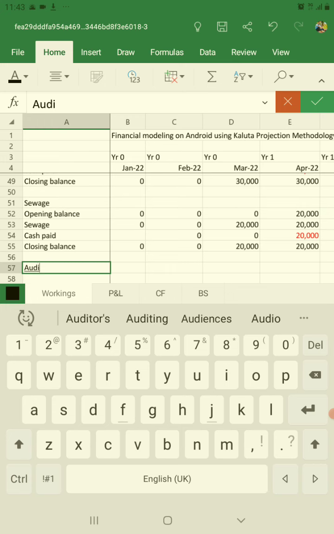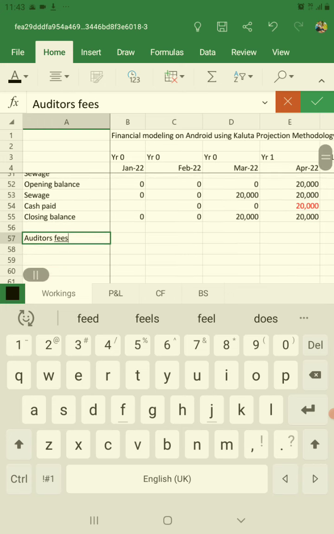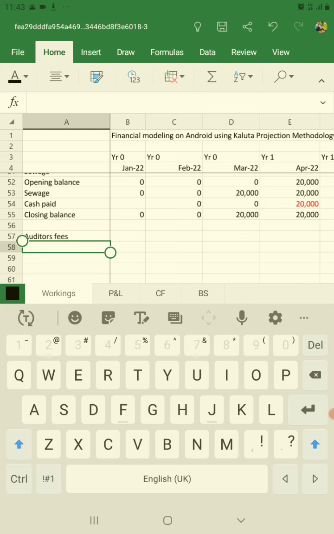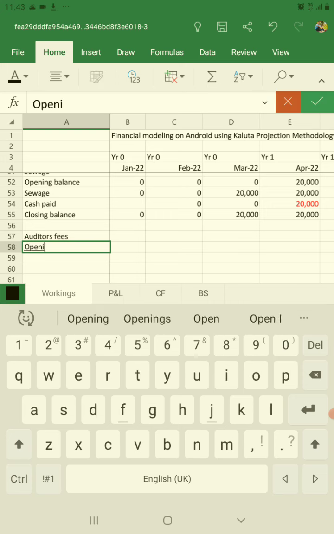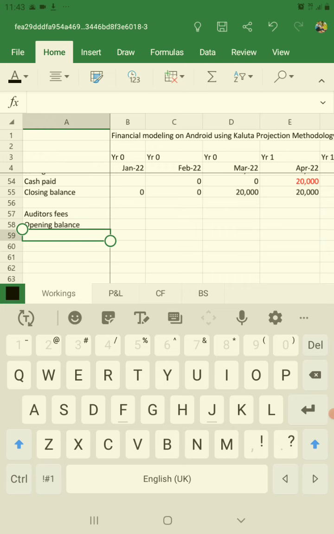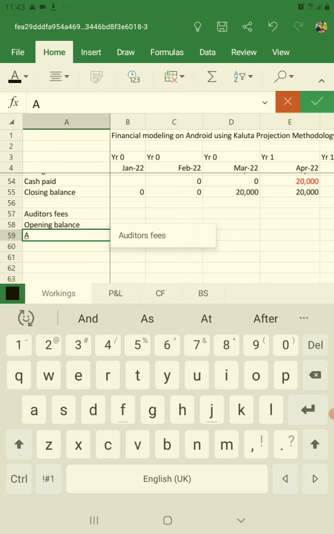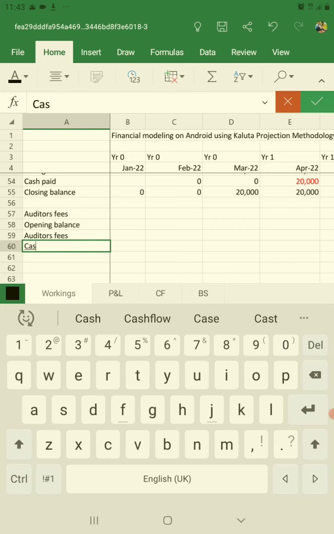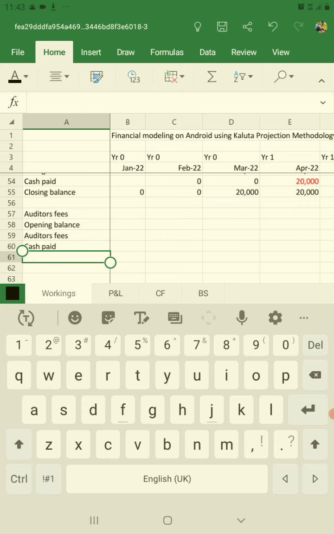So I start with auditors, fees. So we start with opening balance, and then auditor's fees, auditor's fees, and then cash paid, and then closing balance.